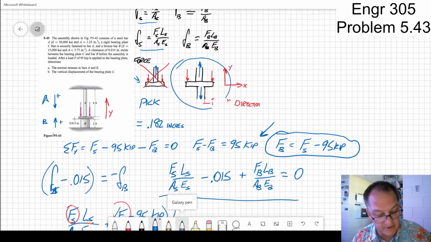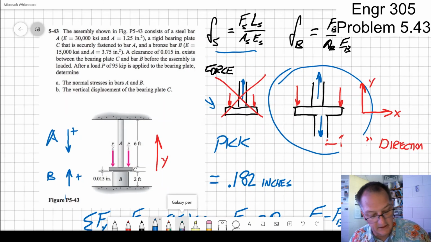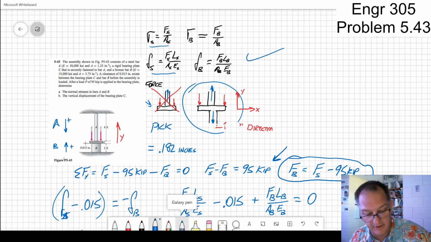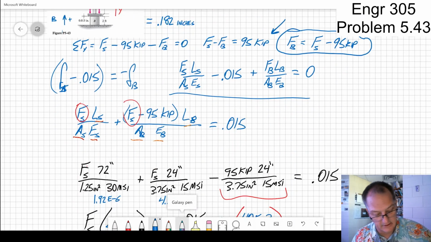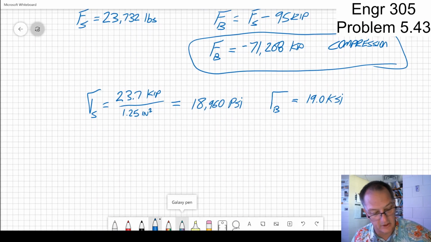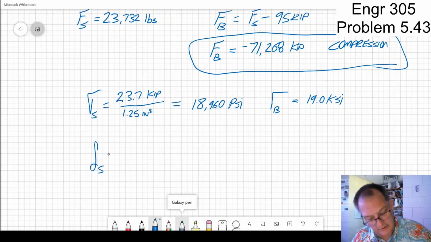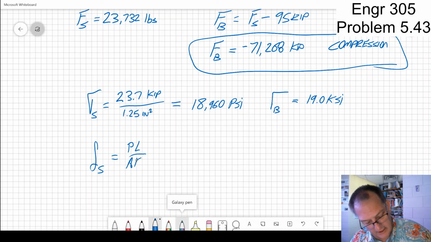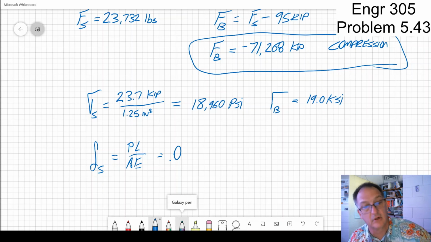Is there something else I was supposed to figure out? The vertical displacement of the bearing plate C. Well, we've got everything. We can just punch right back into that. I could do it a lot of different ways, but deflection in the steel, which is equal to how much the plate moves, is PL over AE. And when I calculate that all out, it's going to be equal to 0.0454 inches.